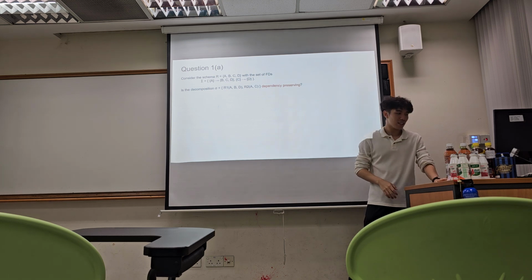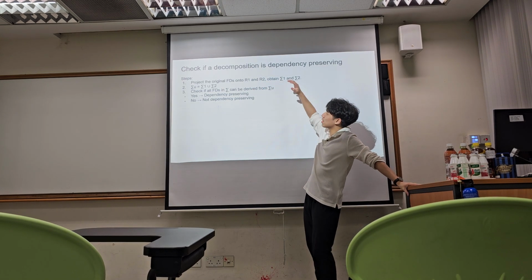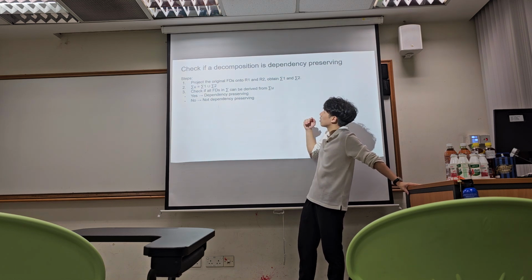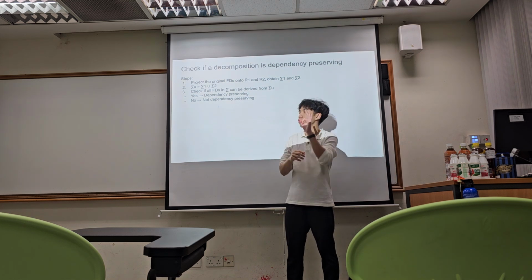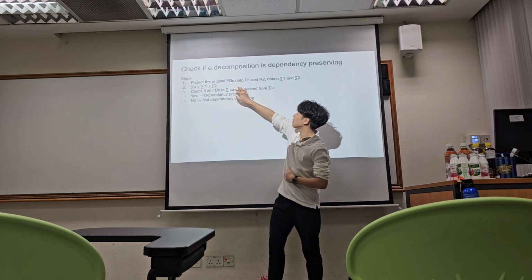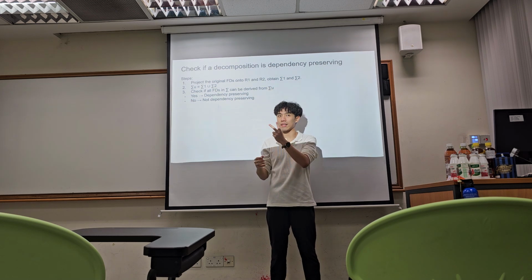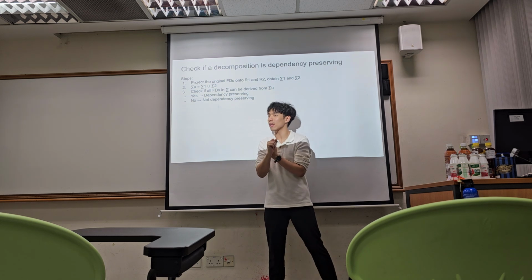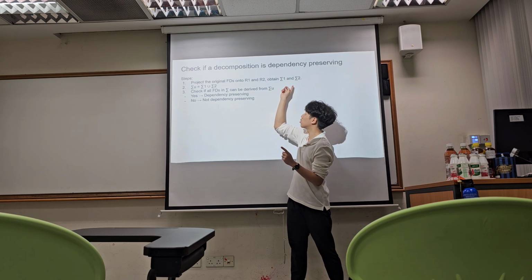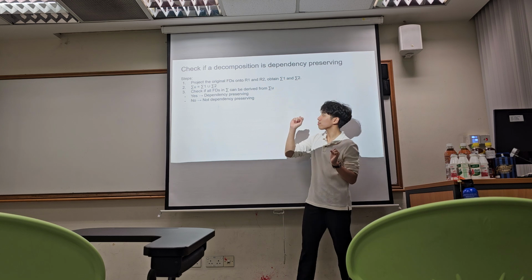Well, we have one algorithm for that. We can use these steps to check whether a decomposition is dependency preserving or not. There are 3 steps here. The first one is to project the original functional dependencies onto R1 and R2. After projection, you will obtain 2 things: the functional dependency set 1 for R1 and the functional dependency set 2 for R2.